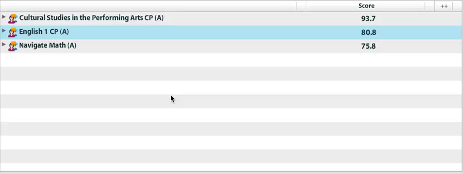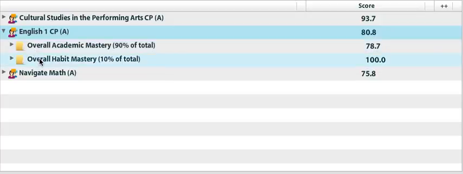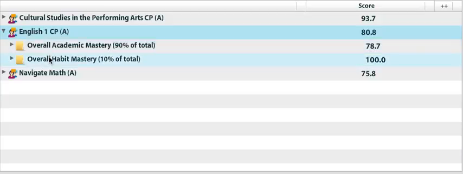So I've just picked a random student to use as an example. Again, I know this is not going to look exactly how your student version looks, but it's got the same concepts. So let's click on this student's English class. You're going to see two things pop up: overall academic mastery and overall habit mastery. Most grades that you're going to be concerned about and wanting to look at are going to be in the academic mastery section. For English, the habit grade section is mostly for turning assignments in on time or not.